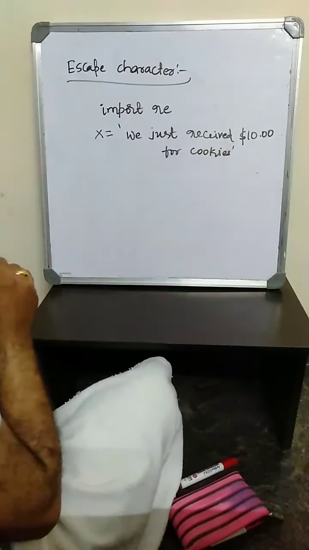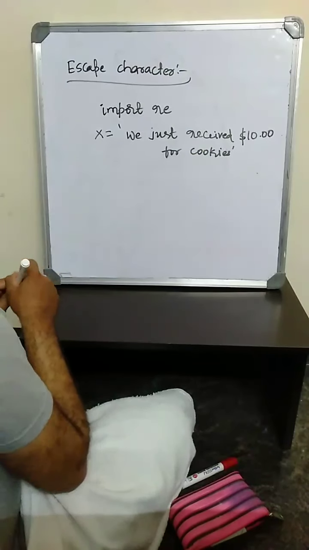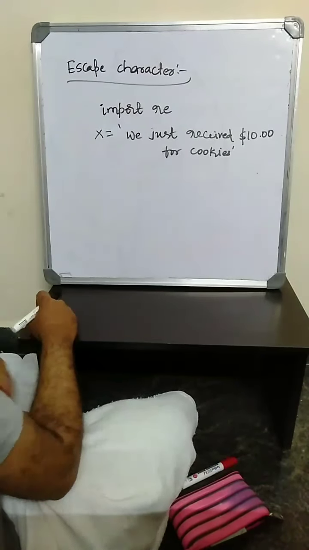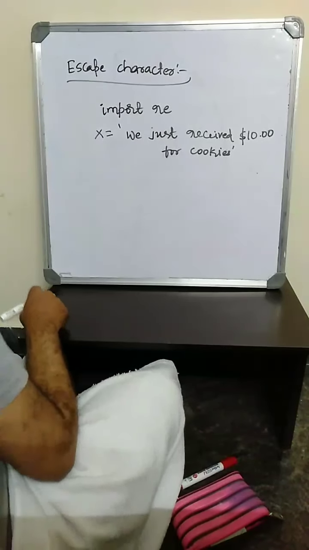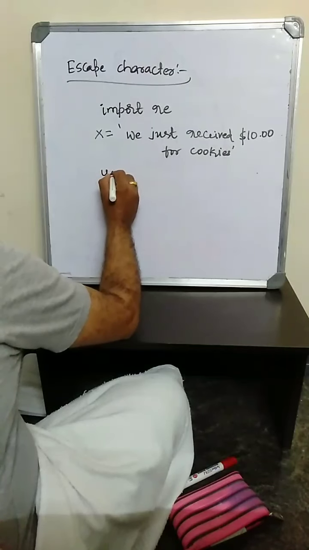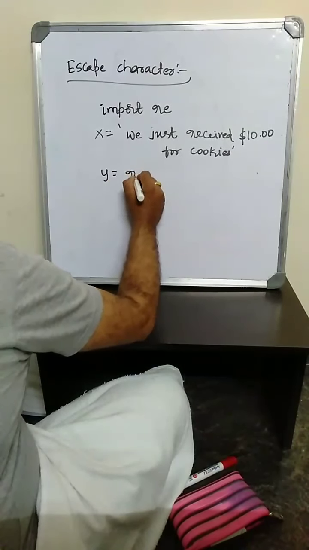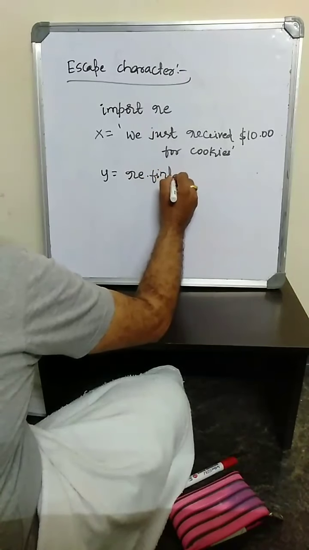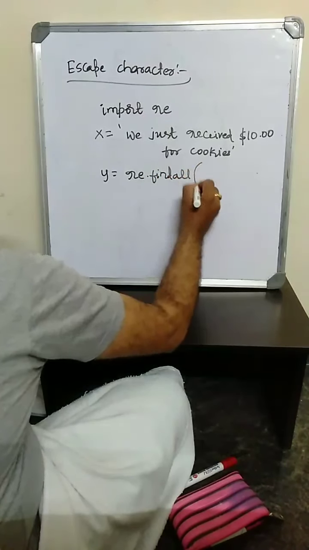So this is a simple program. This is a simple string. I have taken x is equal to, "we just received $10 for cookies." And what I will do here is, I will say y is equal to re, regular expression, dot findall. I will make use of the method findall.